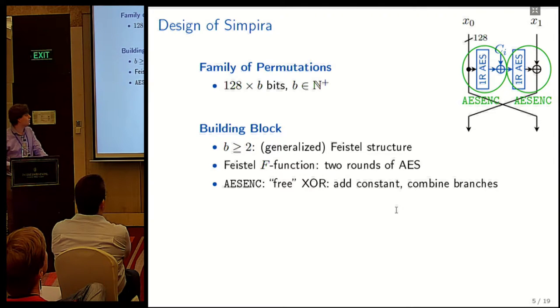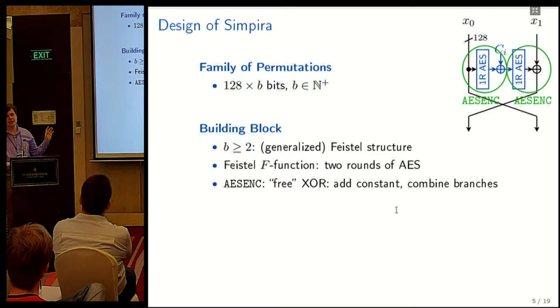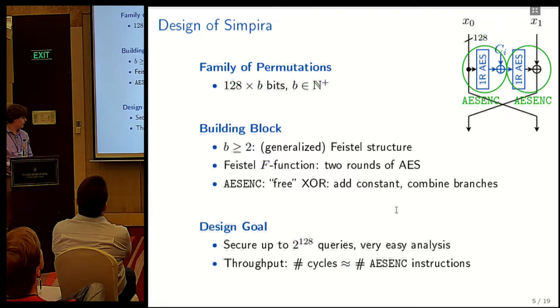What we'll do in this case, for the first operation of AES, we'll use a constant that we need to add in to destroy the symmetry. If you don't do this, then if all of the bytes are equal at the input, they will remain equal because the AES round function has no way of breaking the structure. And then we use the second XOR that we get as part of AES ENC to do a combination of the branches in the Feistel.